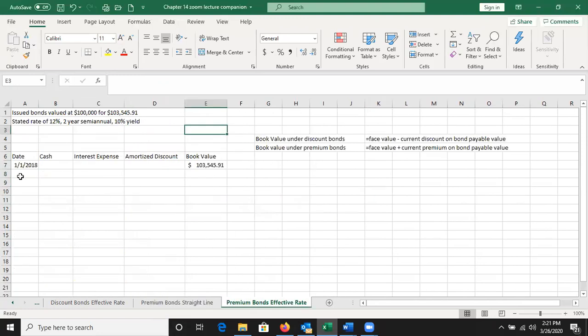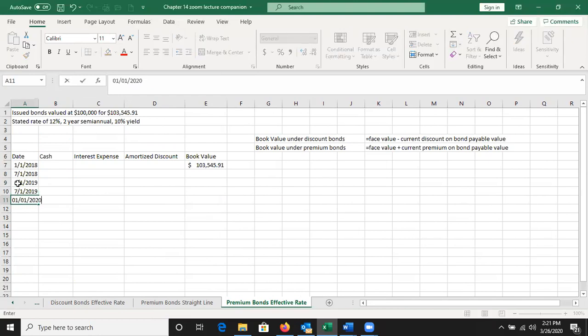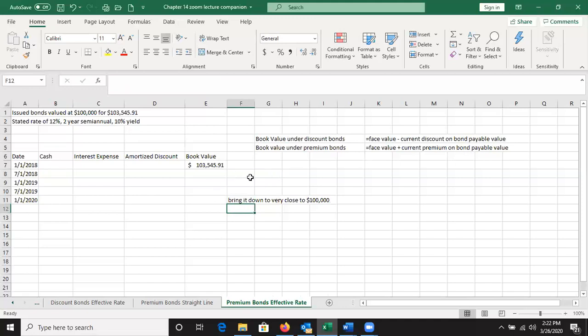Now, with the effective rate, we're dealing semi-annually. So we're going to have July 1st, 2018, January 1st, 2019, July 1st, 2019, and then January 1st, 2020. This is 2 years from the original date. Our goal at the end of these 2 years is to bring the book value down to very close to $100,000. And again, it's going to be off just because of rounding.